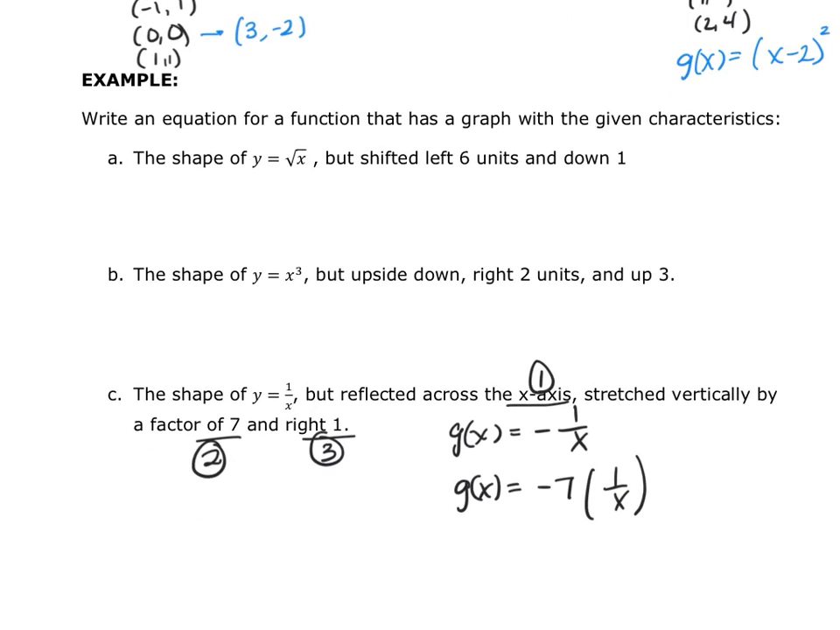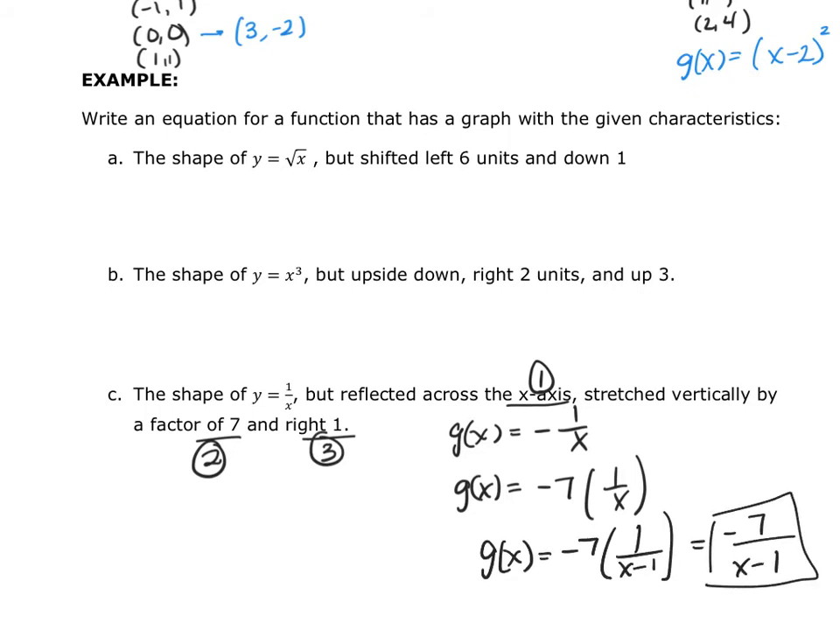So my next iteration of this would be g of x is equal to negative 7, 1 over. Right 1, I need to attach that x minus 1. I need to attach that negative 1 to the x. And so I can write it like that, or I can write it as negative 7 over x minus 1. And that, either one of these, is my final answer. Both of those are correct.